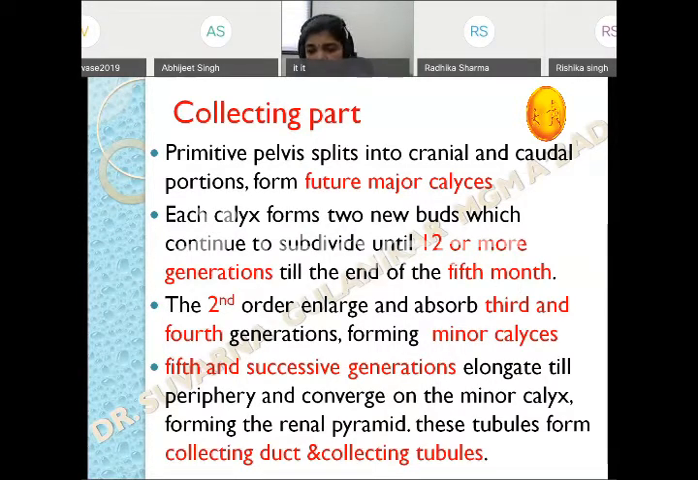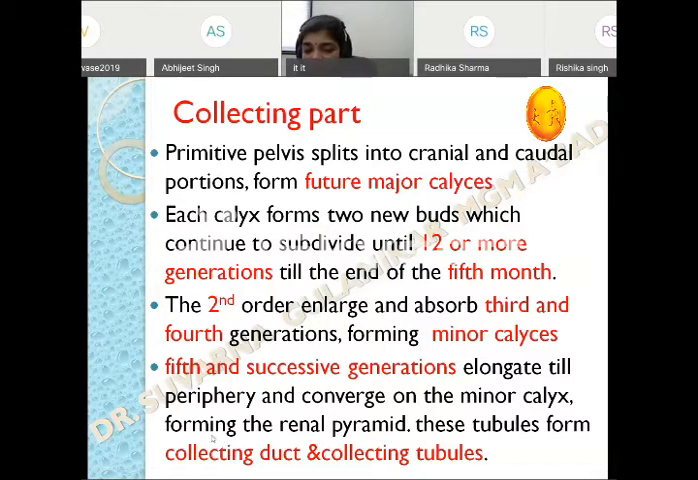See, this is slightly different. I am taking this from Langman. Your book mentions it slightly differently, so follow this. The second order enlarges and absorbs the third and fourth generations. So the second, third, and fourth generations absorb and contribute to the minor calyces. The fifth till 12th or more generations elongate towards the periphery and contribute the collecting ducts and collecting tubules.